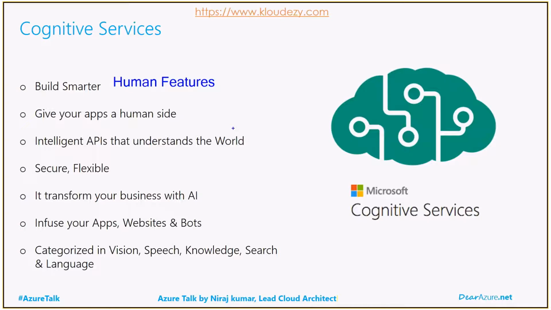It's very flexible to use and very secure to use. It's like a wrapper service given over very smart algorithms and machine learning behind it. Earlier, this service was known as Project Oxford within Microsoft, but later they named it Cognitive Services in Azure. We will see in the next slide that it has some offerings, divided into five categories: vision, speech, knowledge, search, and language. Can we move on to the next slide?